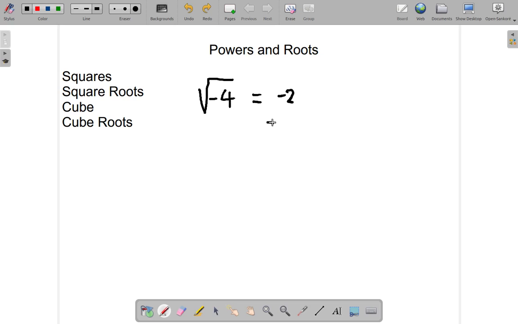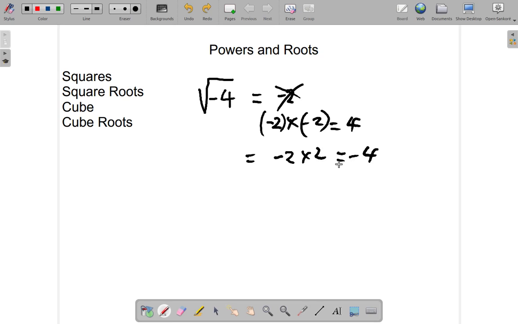But negative 2 multiplied by negative 2 gives you a positive 4. When you multiply these, it gives you a positive 4. So it's not negative 2, because when you multiply it by itself, it doesn't give you negative 4, it's a positive 4. Now it might come to mind to say, alright, two numbers that multiply themselves to give negative 4, negative 2 and 2. That gives you negative 4. But there's another problem.